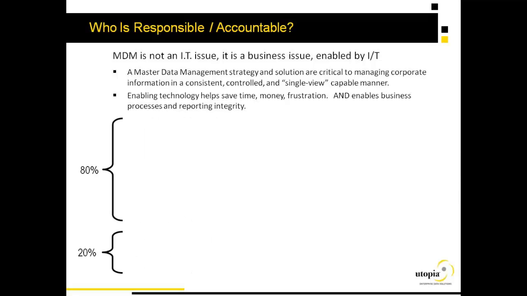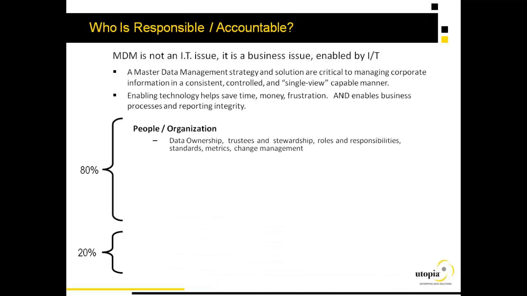When we look at the team deciding who supports master data management as a process, it's the old 80-20 rule. And 80% of the pain is around the people in the organization. And these are the folks who have to own the data, the trustees, the stewards. Who's responsible? Who sets data policy? Who establishes standards? For example, how do you abbreviate St. John's Street? How do you abbreviate ball bearing? The data quality metrics, and ultimately change management.